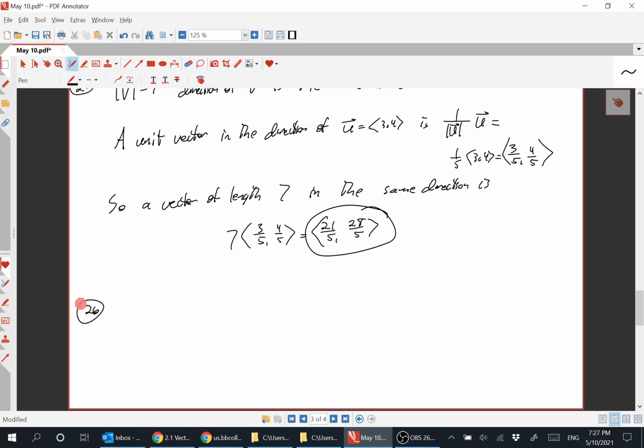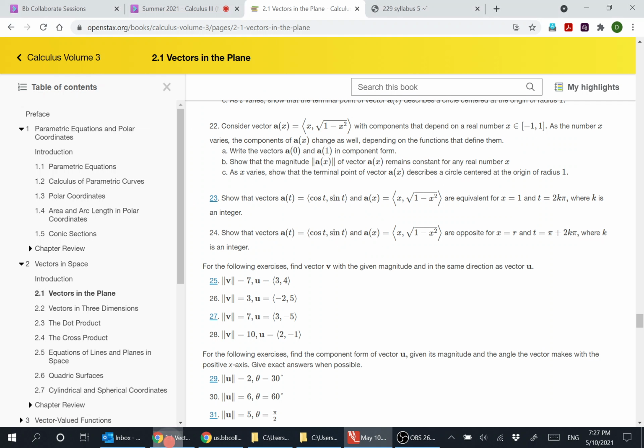Problem 26, same thing. A vector of length 3 in the direction of minus 2, 5.